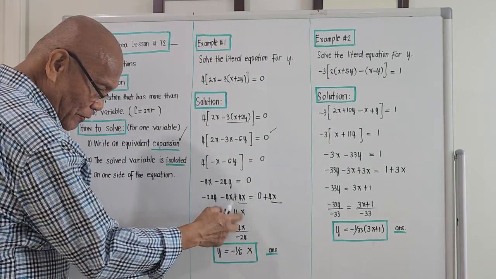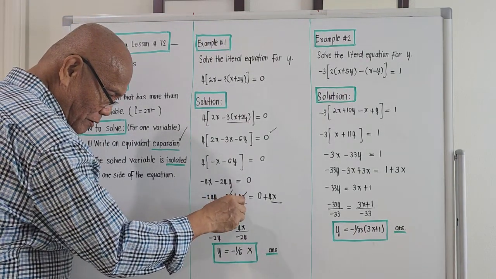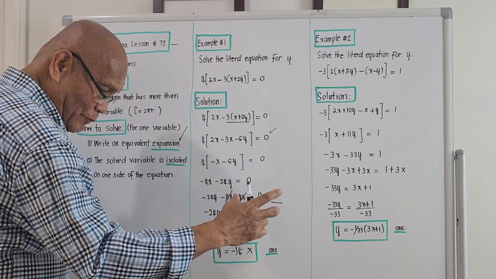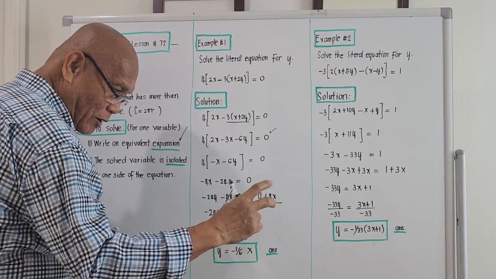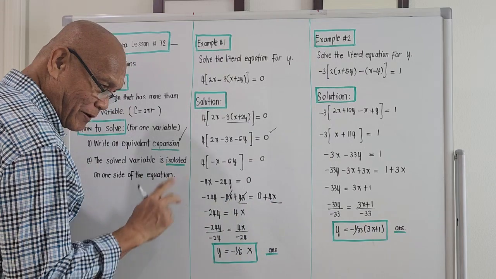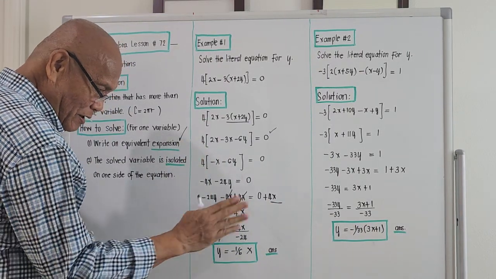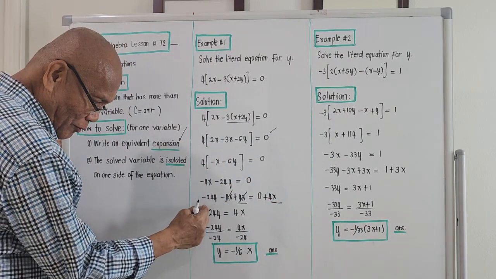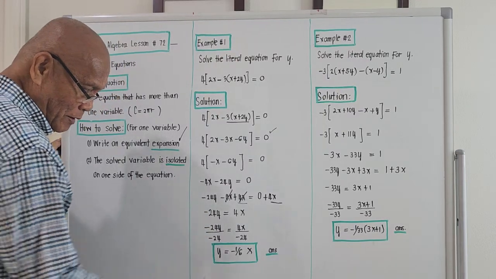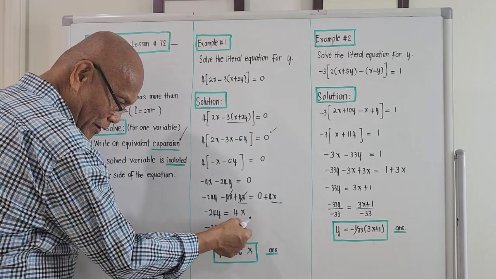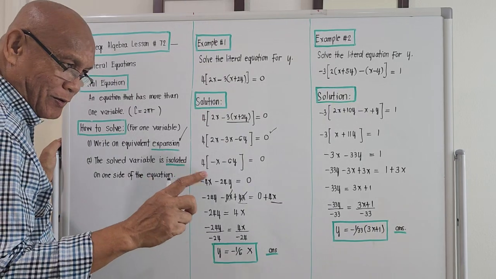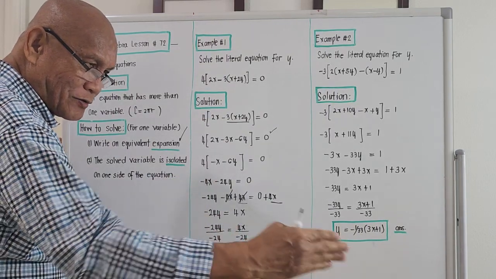And after the addition of 4x, this one here cancels with this. So the variable we are looking for is now alone on the left hand side, but it got a coefficient. Don't bother with the coefficient. Negative 24y equal to 0 plus 4x is just 4x, right? We are to solve for y as a function of x.